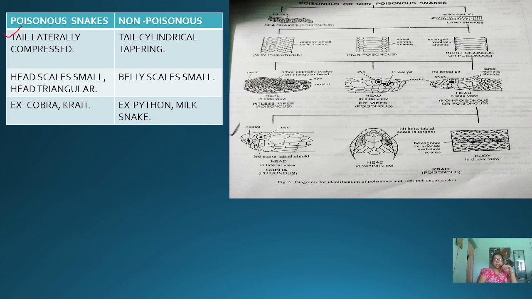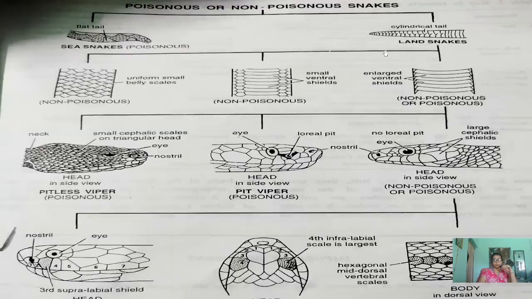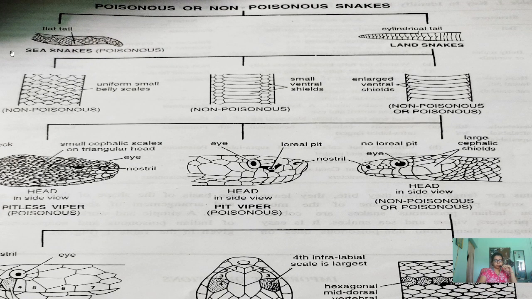Okay, and the head scales, that is the head region scales, are triangular in nature, whereas in the non-poisonous the belly scales are small. What are the examples of poisonous snakes? That is the cobra, krait, python, milk snake, etc. So let's see this diagram and discuss certain points regarding that. Okay, these are the sea snakes, which are poisonous, and they have the flat tail. Whereas land snakes that are non-poisonous have a cylindrical tail, which I was talking about.